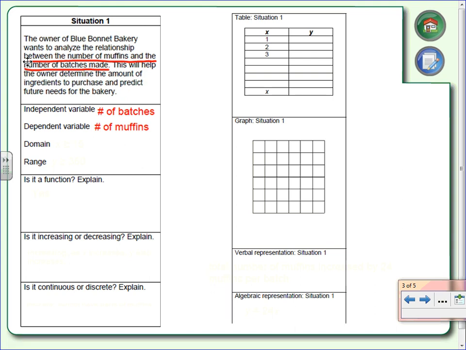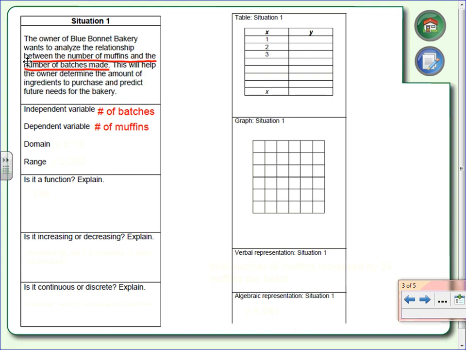Now let's talk about the domain and range. Now we're talking about actual values, some numbers here. Domain, the x's, which in our case, those x's represent the number of batches. Go back to the very top of your page there. What did it say about the number of batches up there at the top? I want you to read your paper. What does it say on your paper about the number of batches? That they're so popular that they have to make 15 every single day.